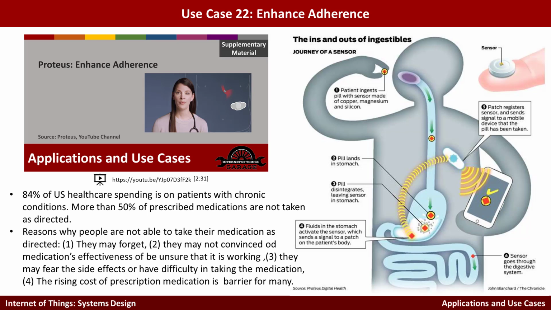Basically, you need to stick a patch on your stomach, and the sensor in the pill sends the data to that patch, and then the patch communicates with the mobile phone. In this way, the mobile app will track autonomously whether you took the medication or not, so you don't have to keep it in memory. Please stop the video and go and watch the use case video.